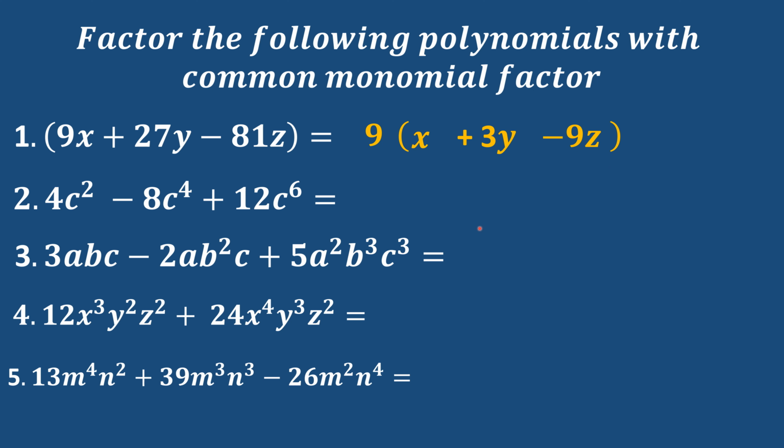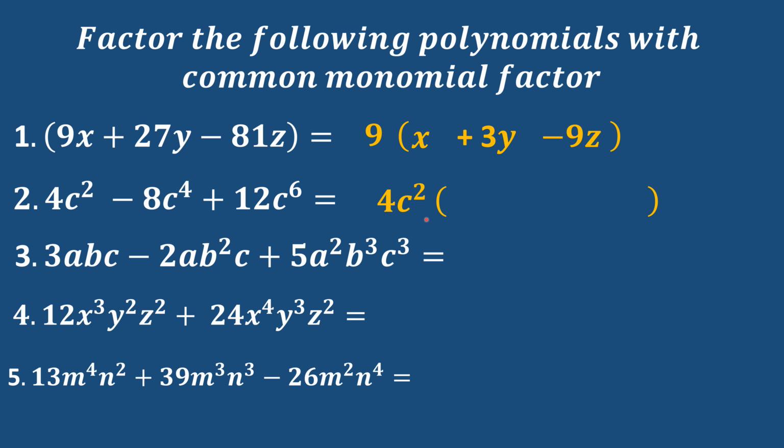Number 2, so 4, 8, and 12. Of course, what is the common constant? The common there is 4. At the same time, why do we have the c squared? Because the c is common to the three terms, and it is the variable with the least exponent. So 4c squared is our common monomial factor.